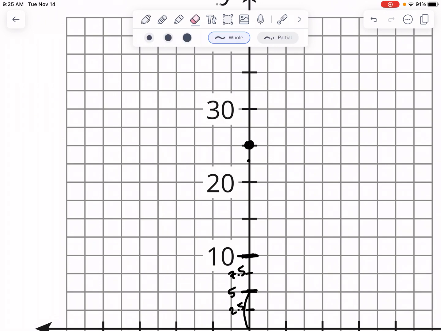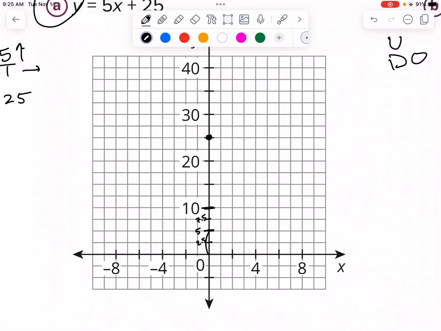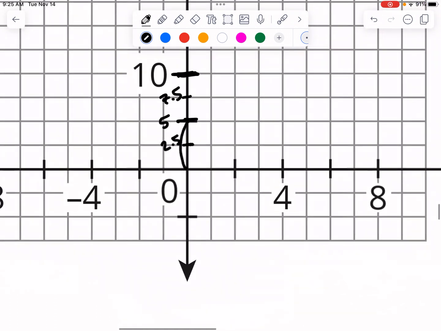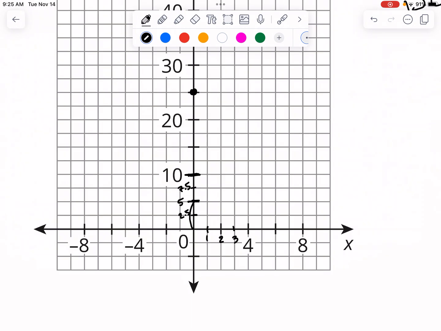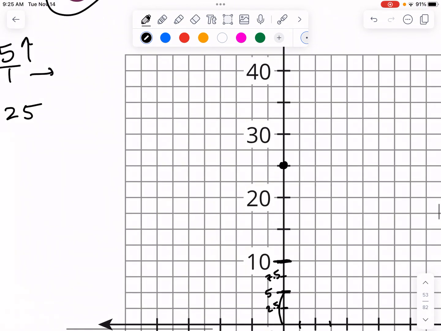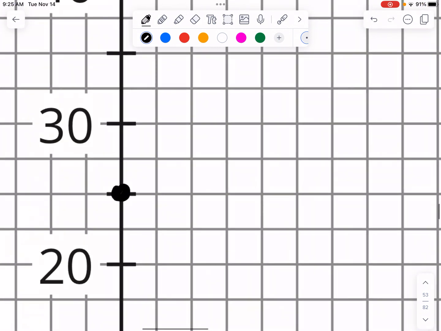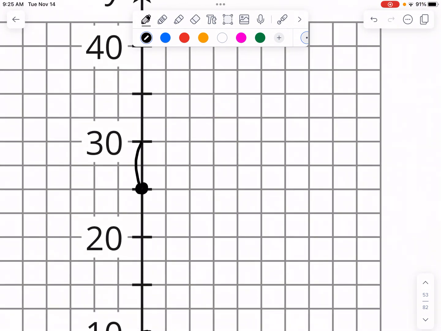Let me erase this. And to go up 5 over 1, so let's look at our x-axis. Are we going by increments of 1? If that's 4, that means that this is 2. Yep, we're going by increments of 1. Okay, so to move up 5, right 1. So this is up 5. This is right 1, so we put a point right there.